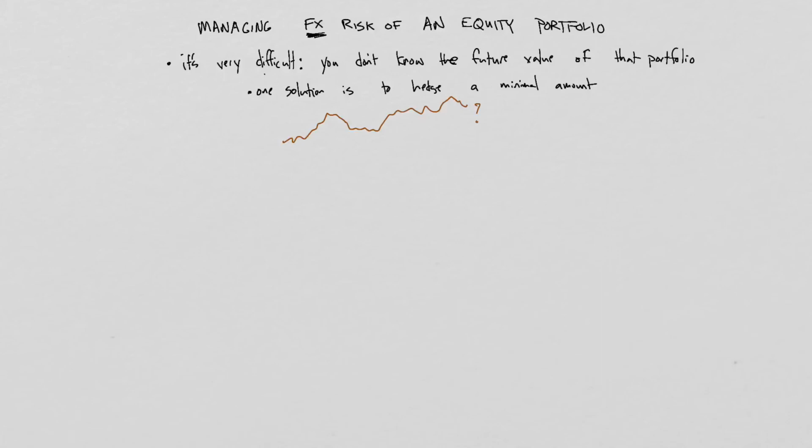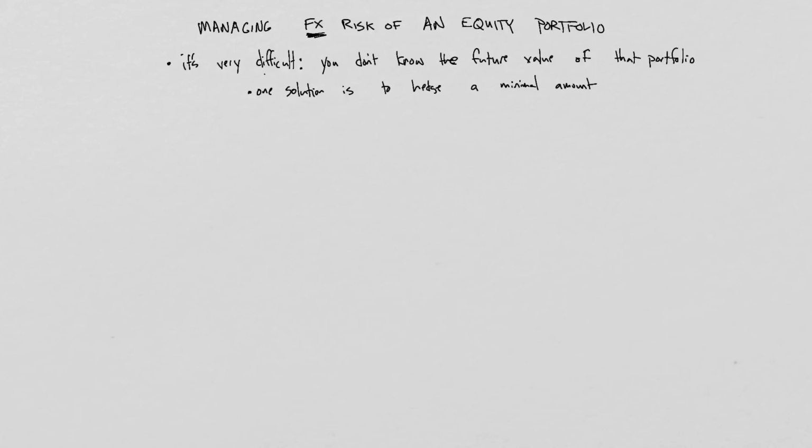One thing we can do is just hedge a minimal amount. Say, for example, if you knew that it was extremely unlikely that the portfolio would lose more than 70% of its value, then you can at least hedge that bottom 30% of the portfolio. But that still leaves a lot of risk to try and eliminate, and you just can't, because you don't know how much risk to hedge out.